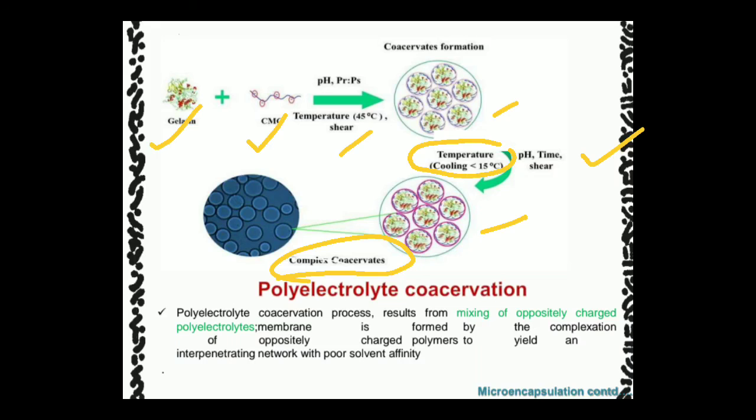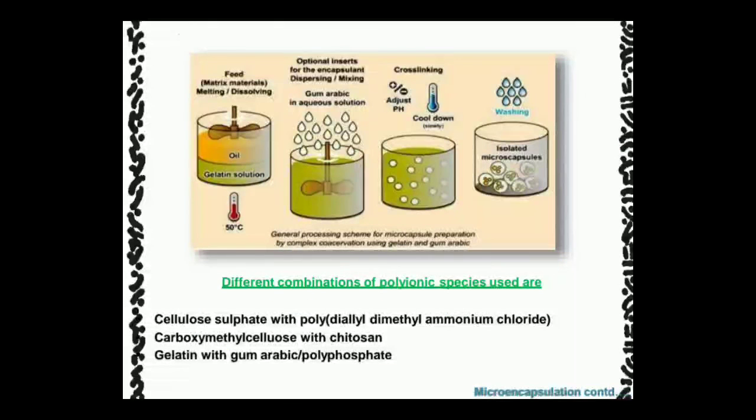Polyelectrolyte coacervation process results from mixing of oppositely charged polyelectrolytes. Membrane is formed by the complexation of oppositely charged polymers to yield an interpenetrating network with poor solvent affinity. This is the schematic diagram of the process of complex coacervation.